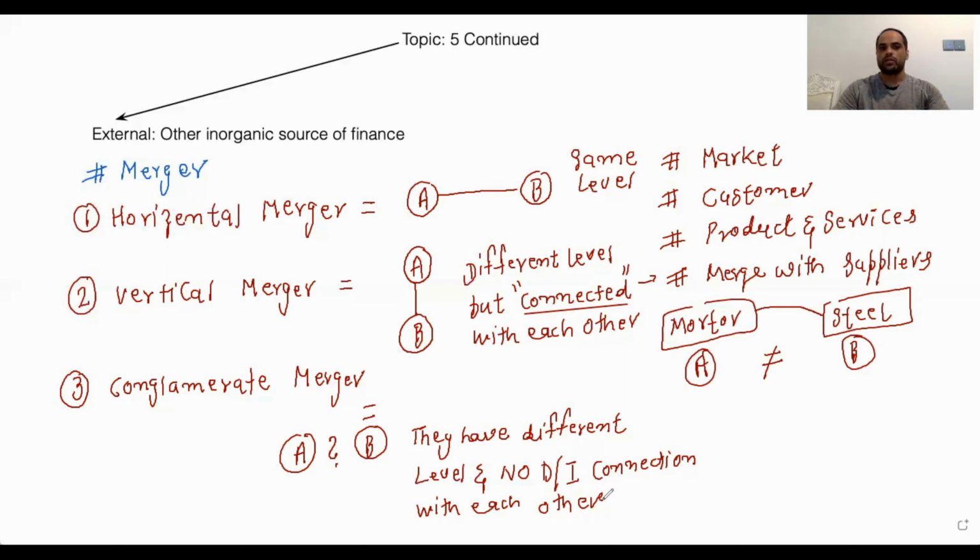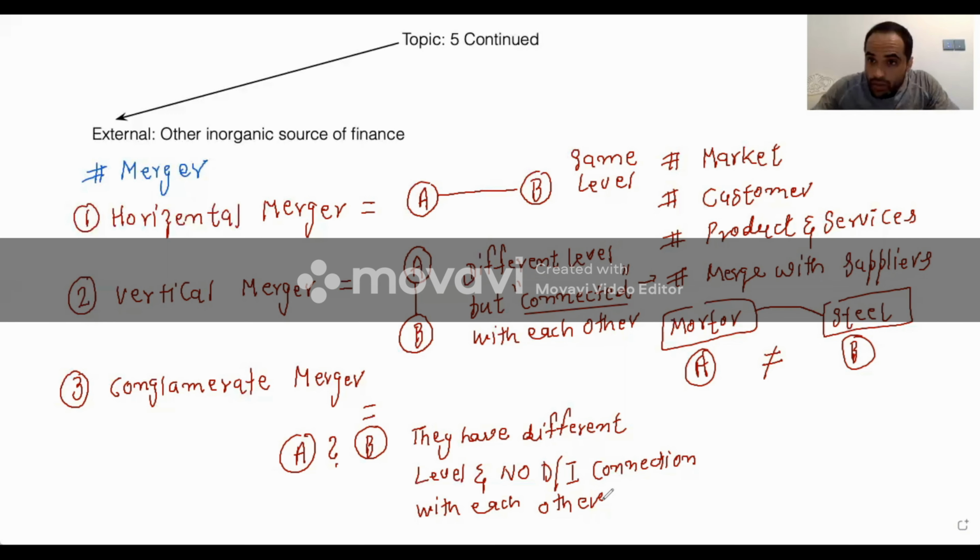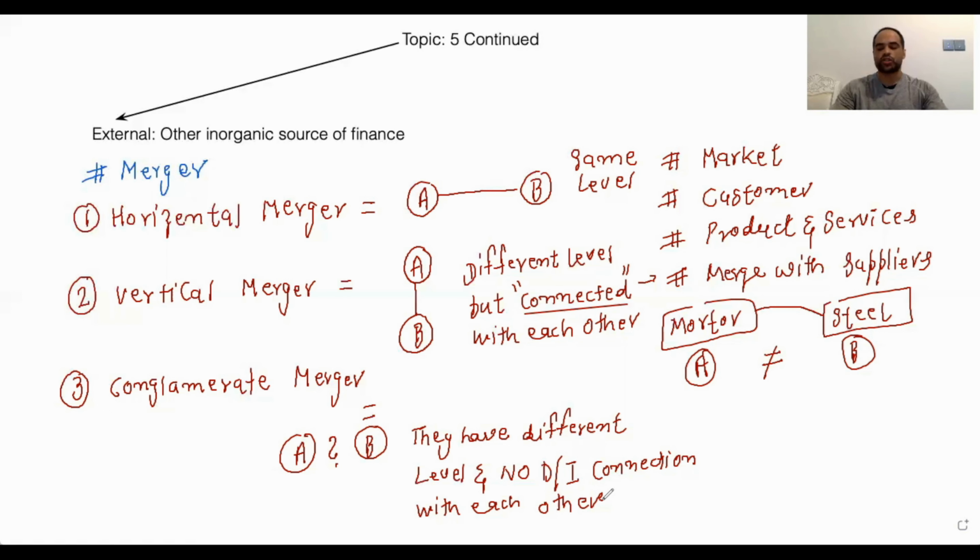So can you repeat again the example of the third one, the third merger? Conglomerate? Yeah. Okay. So conglomerate is a merger between any two companies, any two industries. They are not directly or indirectly associated with each other. They have no connections at all.